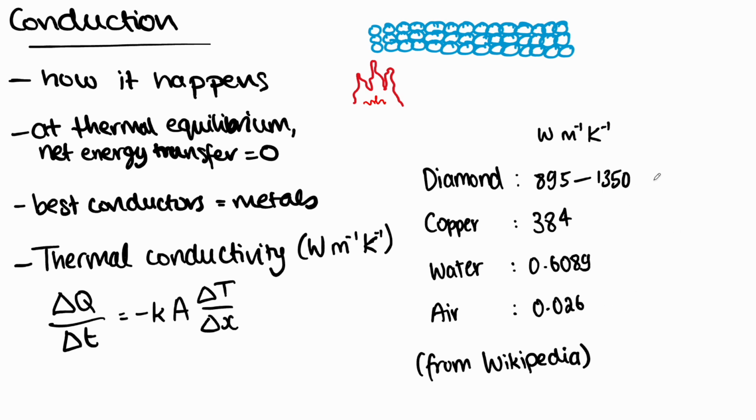So for example here, copper and diamond are better than water and air, which is understandable because often solids are better conductors than liquids or gases because the particles are much closer together, whereas, for example, in a gas, they are moving around randomly and only collide ever so often.